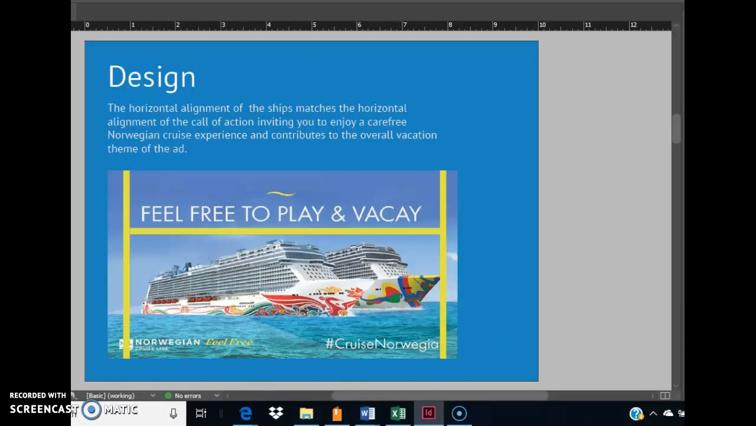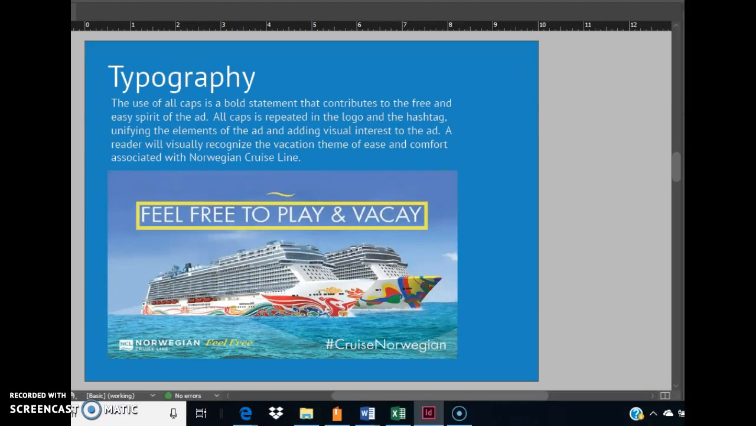Now going on to the next slide, the typography. The typography is good. The use of all caps is a bold statement that contributes to the free and easy spirit of the ad. It's easy to read. It gets its point across. And the all caps is repeated in the logo and in the hashtag, unifying the elements of the ad and adding visual interest to the ad. A reader will visually recognize the vacation theme of ease and comfort associated with Norwegian Cruise Line.